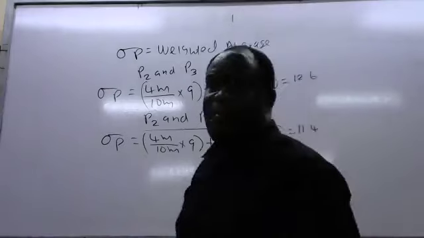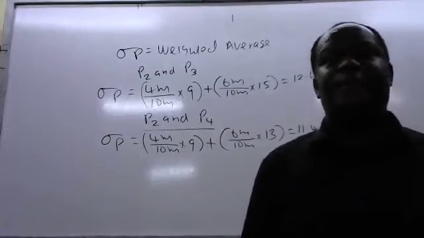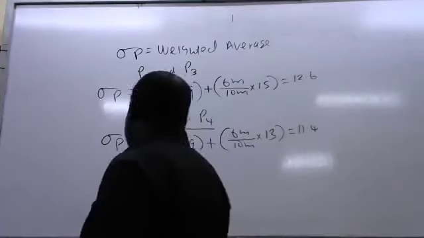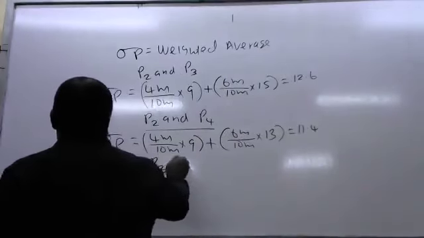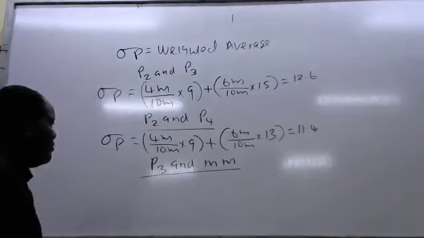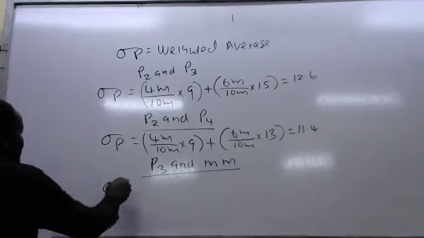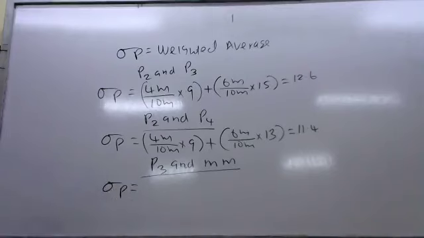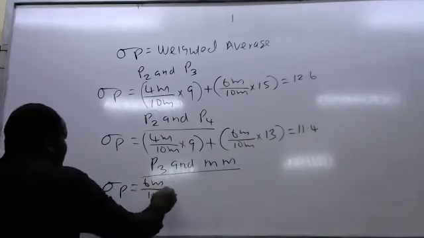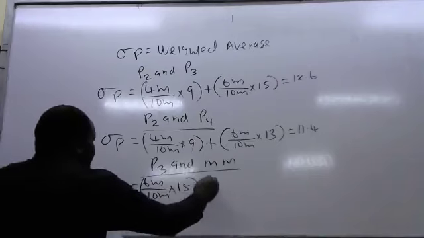Then the next combination that we accepted was which project and which project? Project 3 and the money market. So we also compute for project 3 and the money market. So the standard deviation for that portfolio. So for project 3, the amount is 6 million, divide by 10 million. Then standard deviation for project 3 is 15.